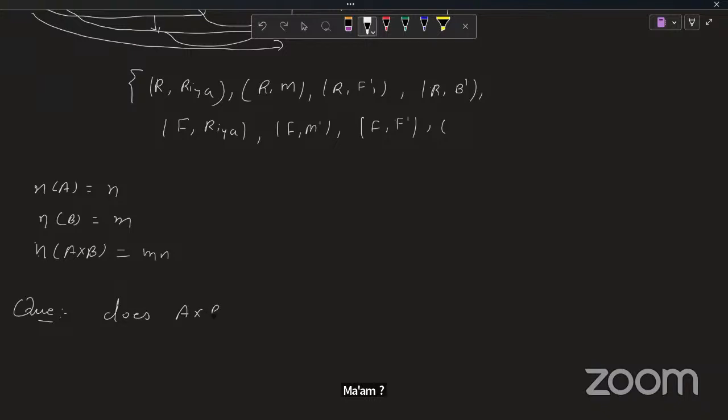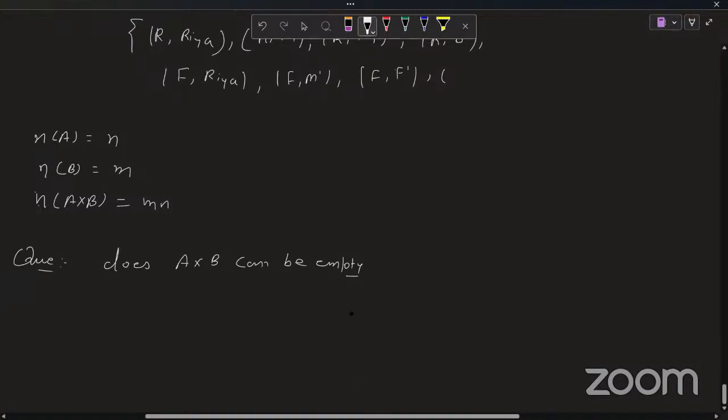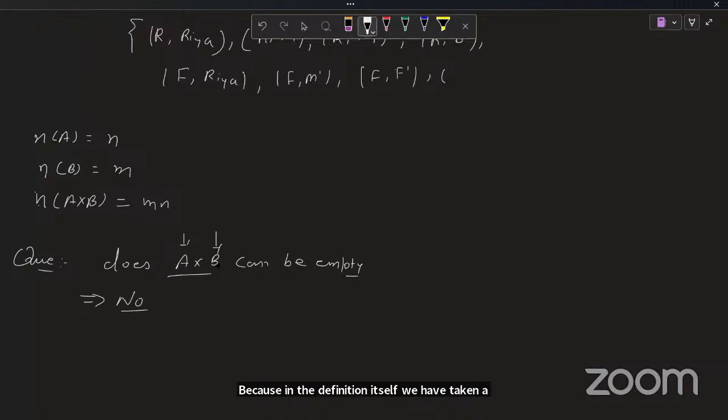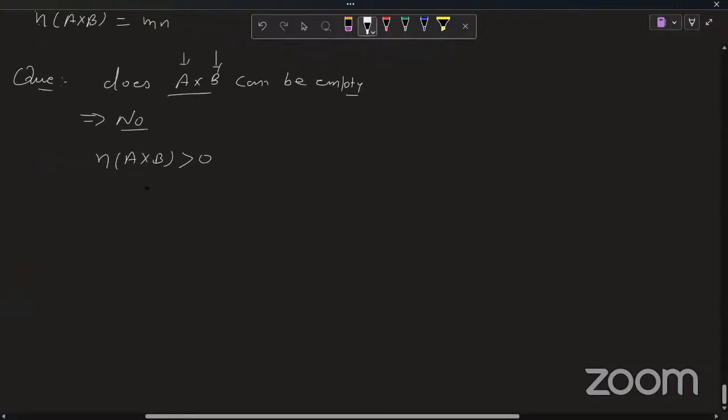Now, my question is just an obvious question. Can A cross B be empty? No, it cannot be empty, if one of those sets is non-empty. Because in the definition itself, we have taken A and B as non-empty. So this Cartesian product will always be non-empty. It means that the cardinality of this is always greater than 0. This is the obvious question.